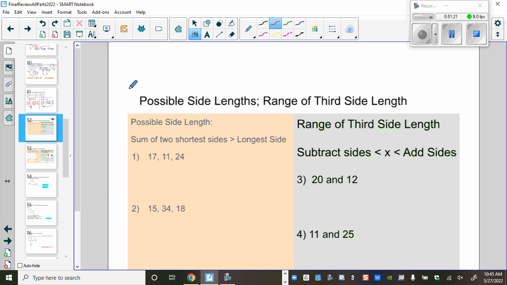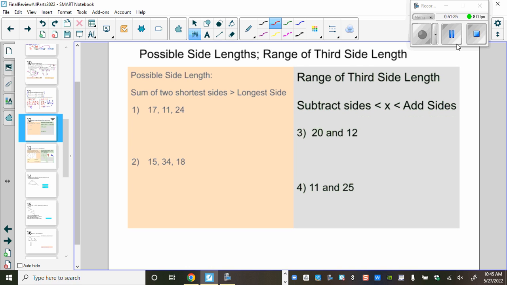Now, next one. I think we talked about it briefly last time, but it never hurts to try it again. So you're going to get two different problems. One, I'm going to give you three numbers. You need to ask, can the three numbers give us a triangle? And then the other part is, I'm looking for a third possible side length. What can I do?